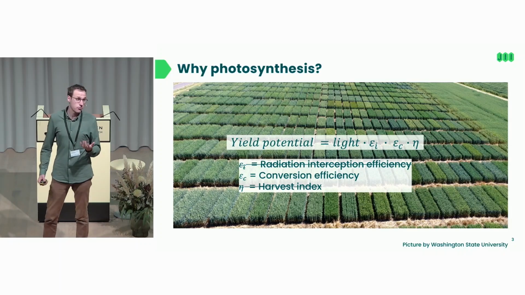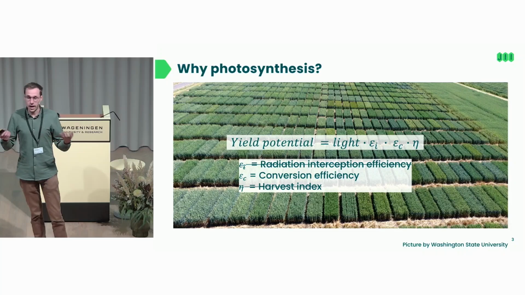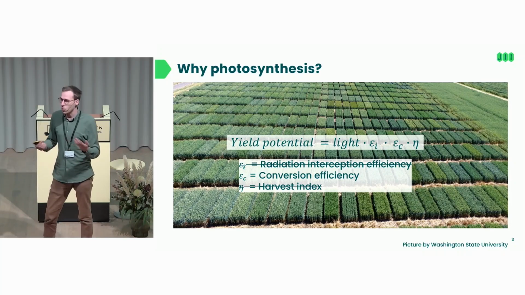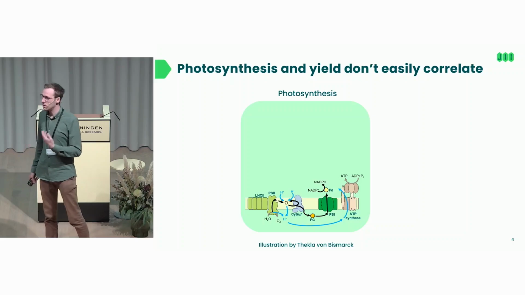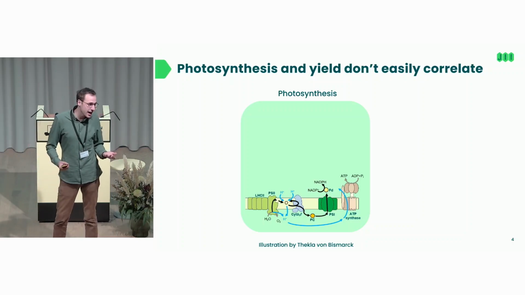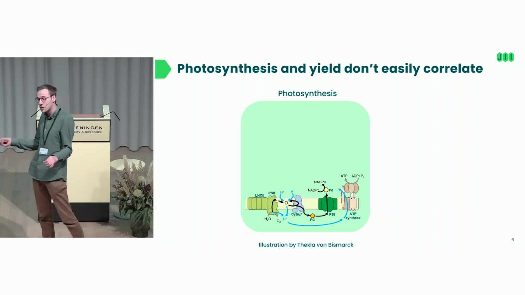And this is effectively photosynthesis and photorespiration. And this is where we come in, and we want to see whether we can do something about this. Because, simply said, photosynthesis and yield don't correlate easily, because otherwise we would have already fixed it.